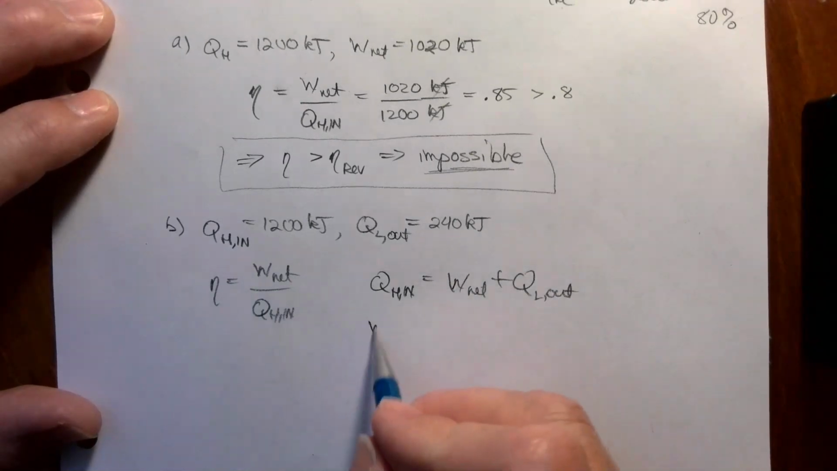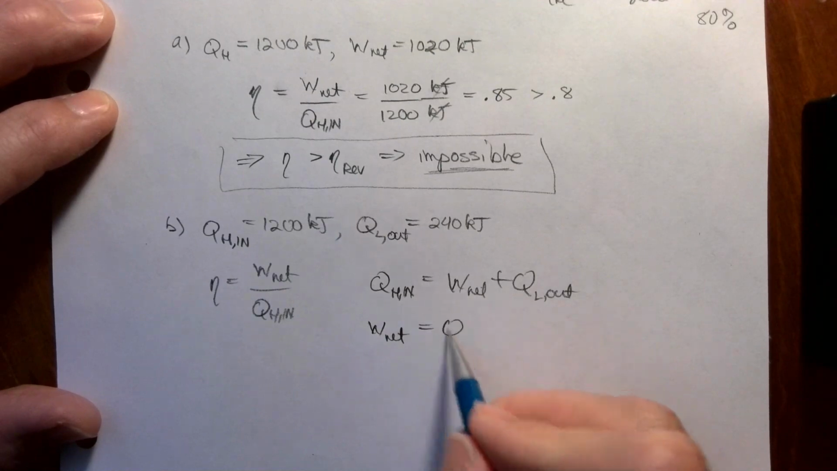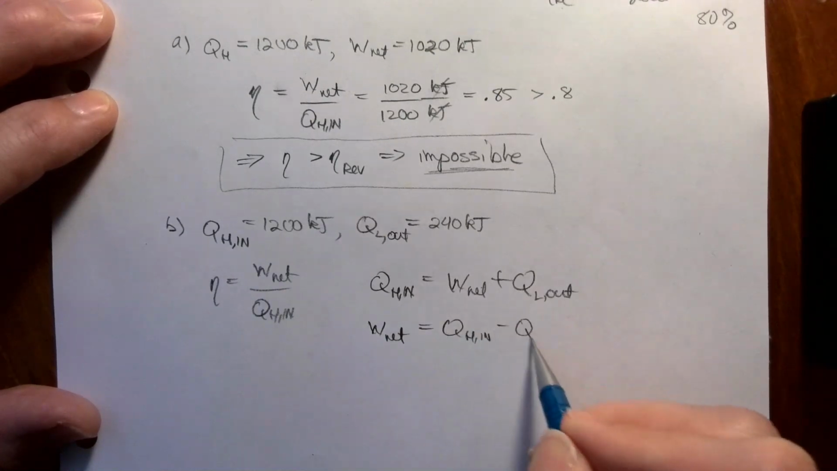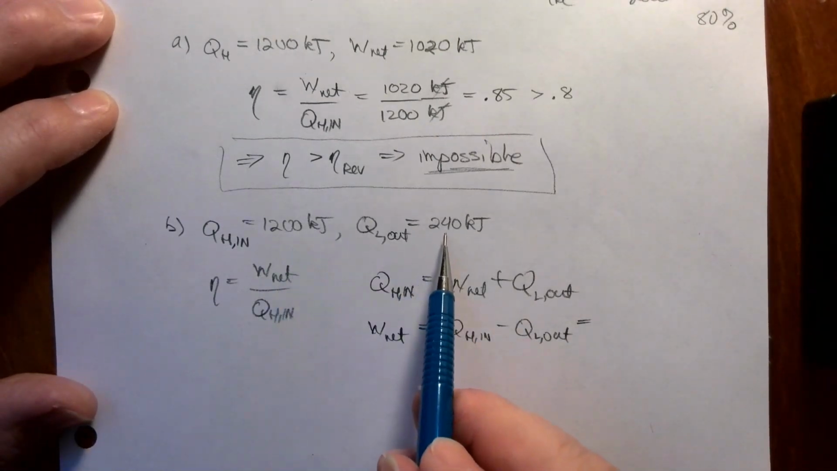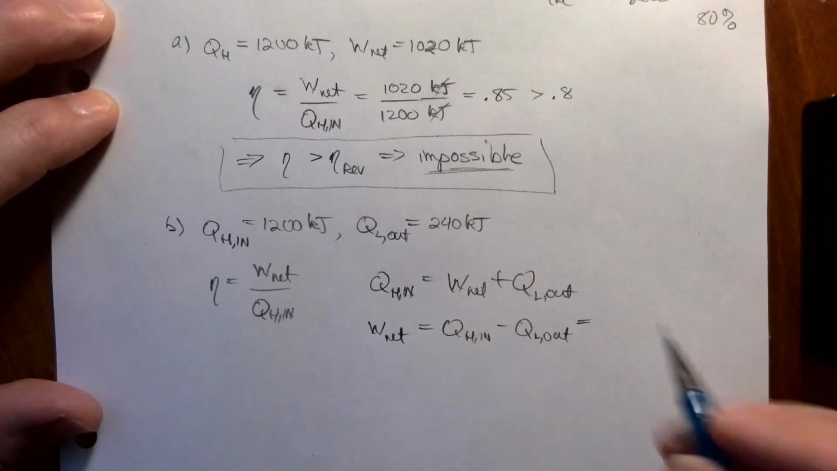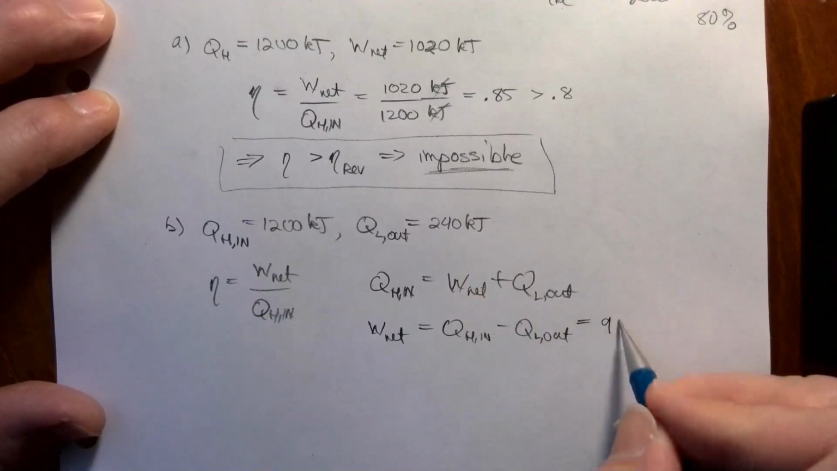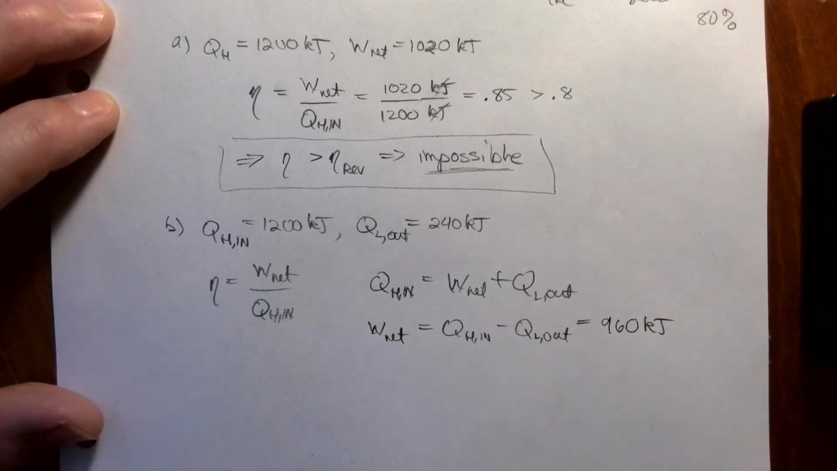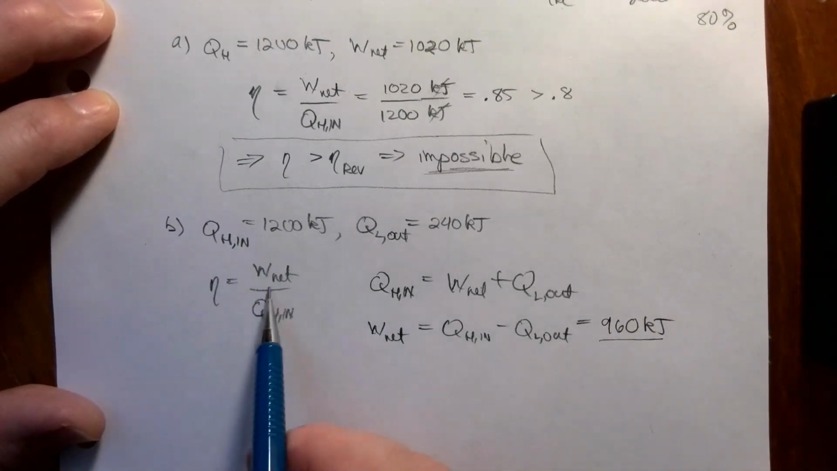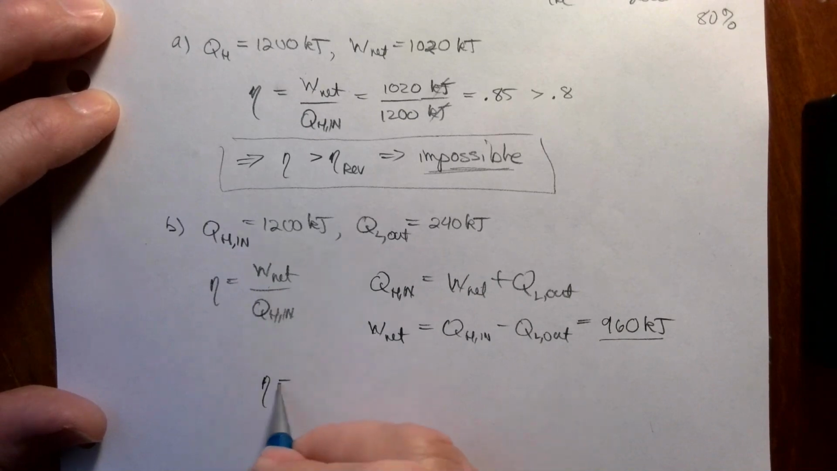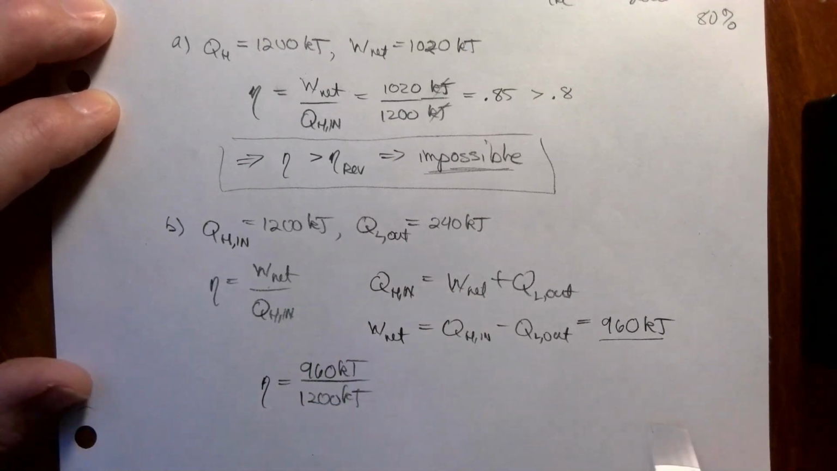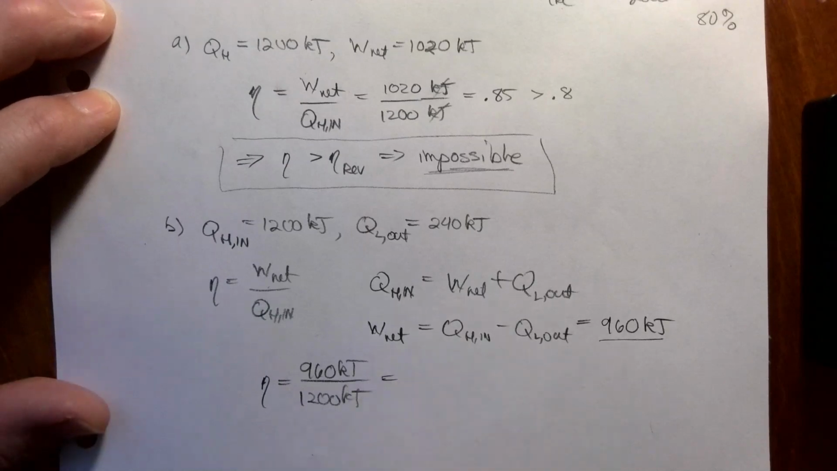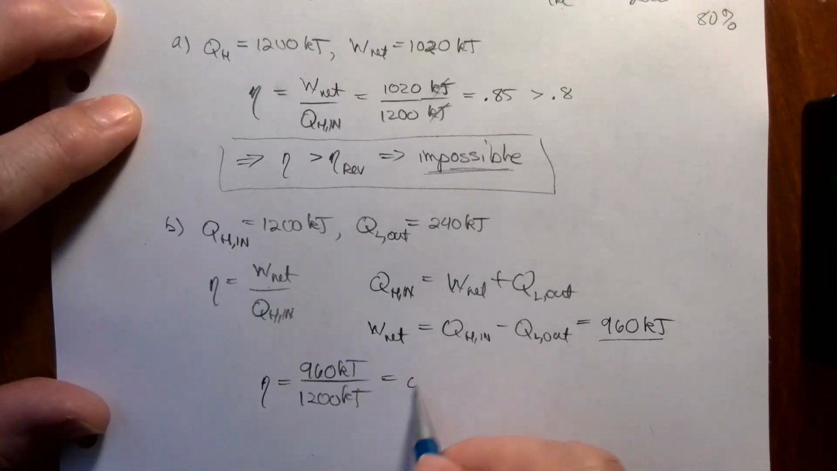Alright, so we can solve this for W net, which is equal to QH in minus QL out. So of this 1200, everything that's not going out through this 240. So this comes out to be 960 kilojoules. Now we can use this number and go back and calculate the efficiency. So the efficiency is now equal to 960 kilojoules divided by what's coming in, 1200 kilojoules. This is an improvement compared to above. This comes out to be 0.8.